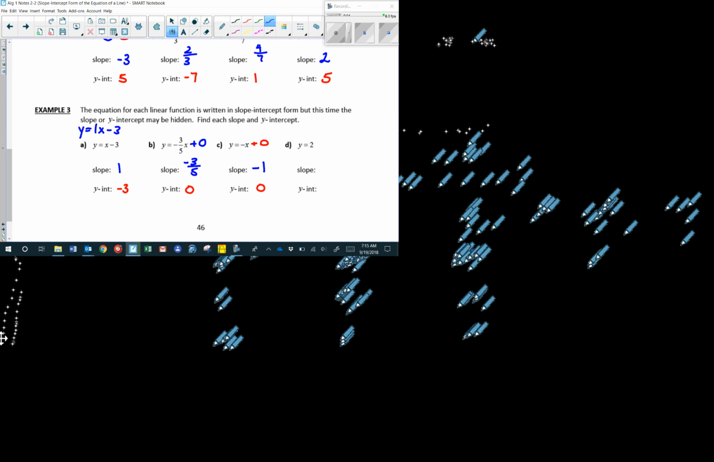In D, the slope is the number that's multiplying x. Well, we don't see an x term, so the equation must be y equals 0x plus 2 because 0 times x is 0. And then if we add 0 to 2, we get 2. So if you don't see an x term, then the coefficient of the x must be 0. And the y-intercept must be 2 because that's the number that's added.